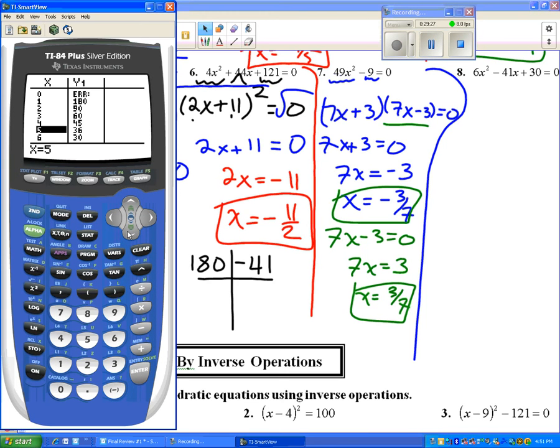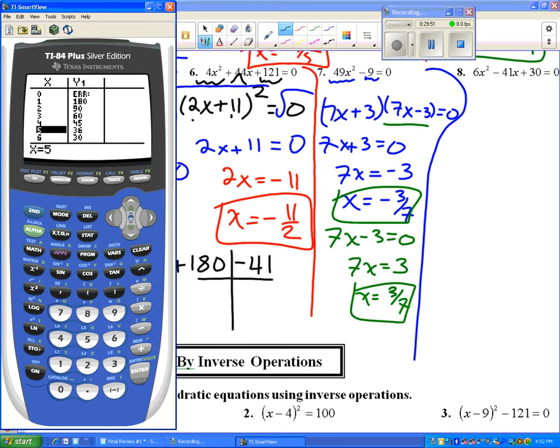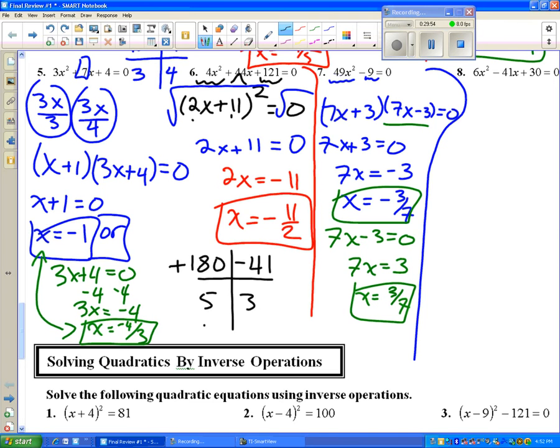Which one is it? Well, if I tried 4 and 45, for those to multiply to be a positive 180, they'd both have to be negative, which would not give me negative 41. So negative 4 and negative 45 isn't going to be correct. What I actually need to use is 5 and 36, where they're both negative. They will add up to 41 and they will multiply to be positive 180. So those are my two factors.